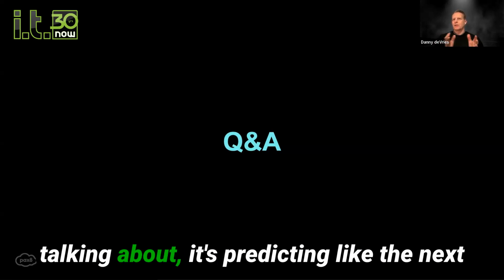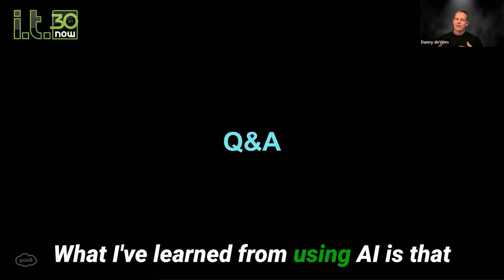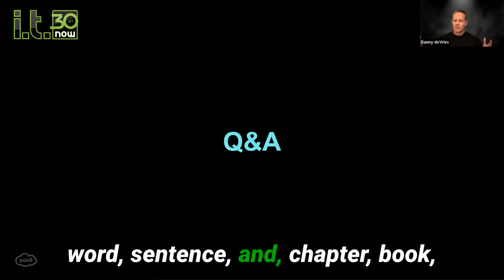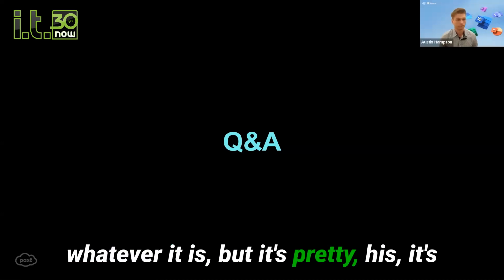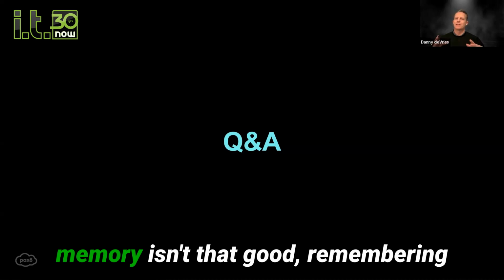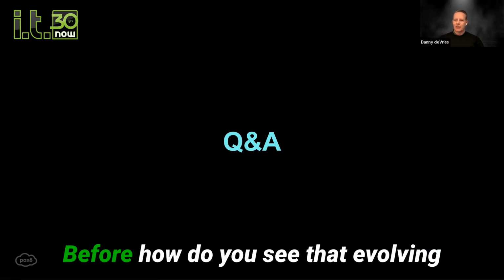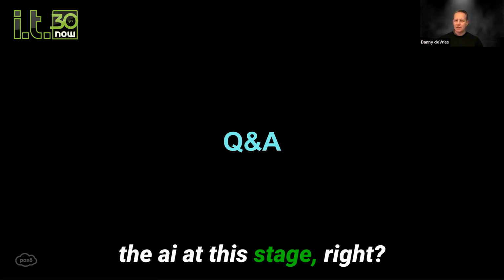You were talking about it predicting the next word, but then in infinity. But what I've learned from using AI is that it's getting very good at predicting the next word, sentence, chapter, book, whatever it is. But its memory isn't that good at remembering what it has said a couple of threads before. How do you see that evolving, and do you have a solution for that? Because that's limiting the AI at this stage, right?